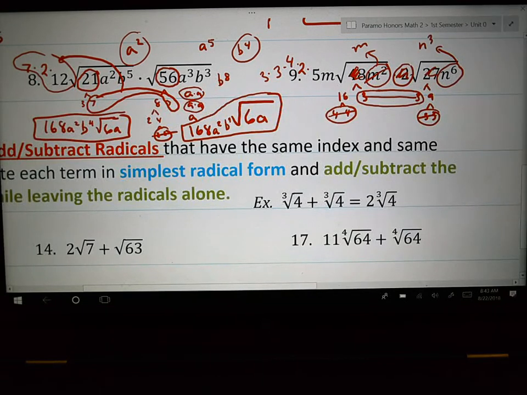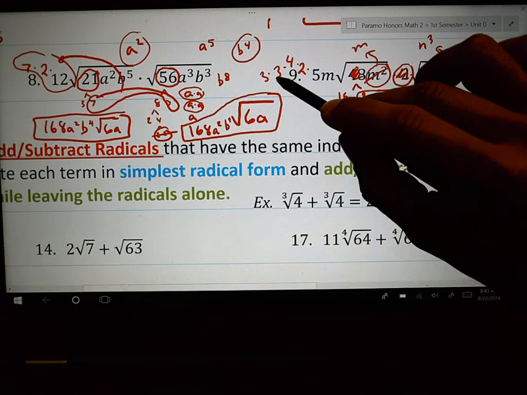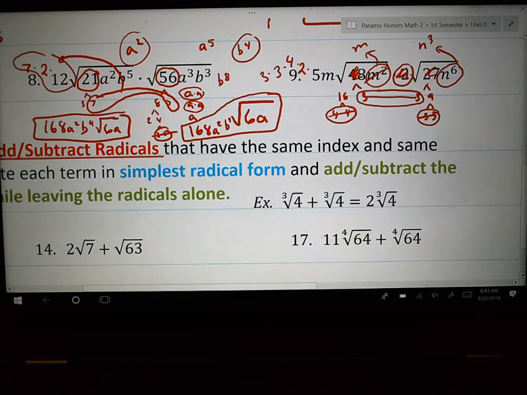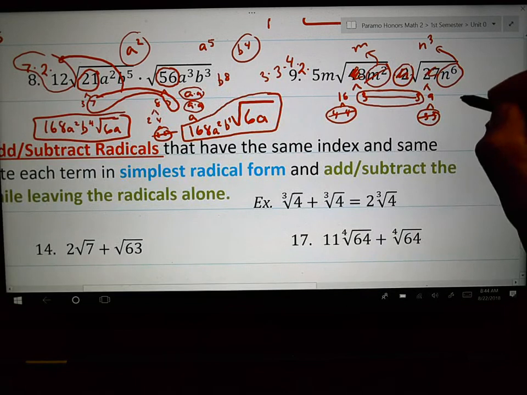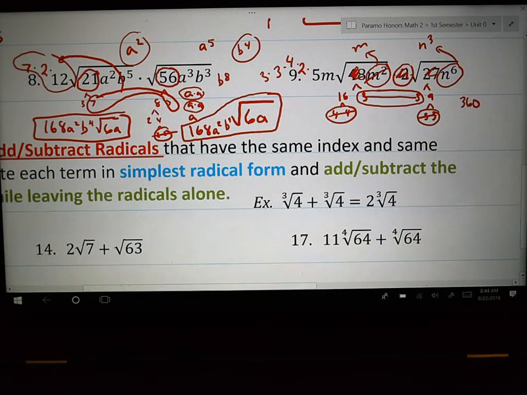Okay, so let's put this all together. Let's write our final answer. 3 times 3 is 9 times 8, 72 times 5. Wow, goodness gracious. Pretty sure it's 360. Let me check that one more time. Is that what you all got? 360? And then we have m squared n to the third. Is there anything left inside the radical? Then that's how we leave our answer.